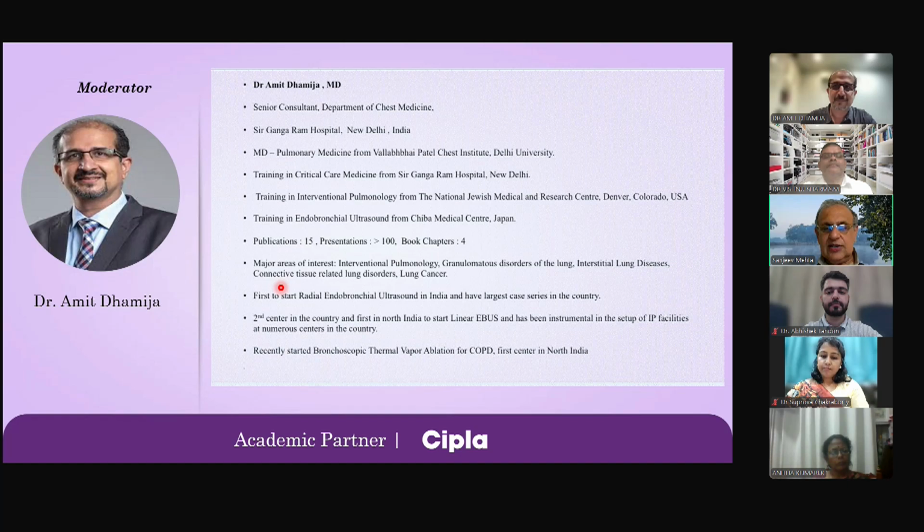He's got major interest in IP, granulomatous lung diseases, connective tissue diseases, and lung cancer. He is the first to start the radial EBUS program and has the largest case series in India, and that's something to be really proud of. Second center in the country and the first in North to start linear EBUS, and recently started bronchoscopic thermal vapor ablation for COPD, which should be really interesting, and I'd love to hear about that. That being said, he's done a great job today, and we look forward to a very nice discussion under Amit's guidance. So I hand it back to you, Amit.